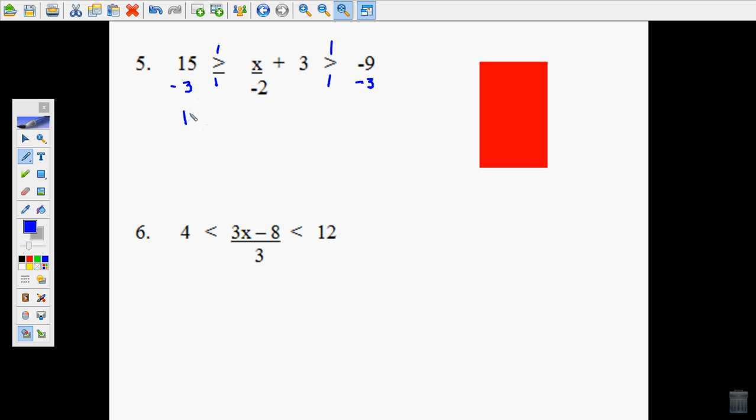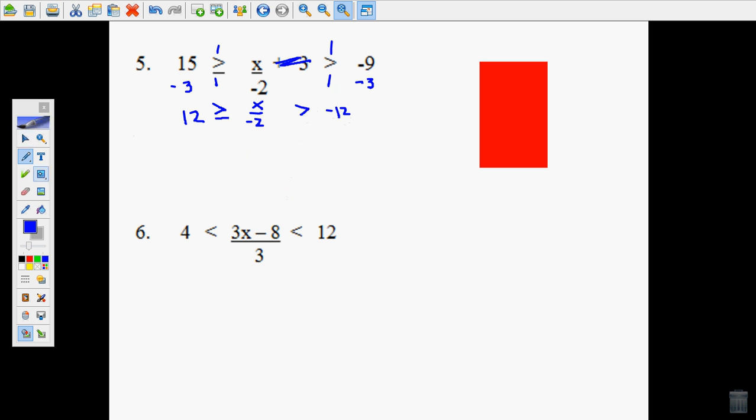15 minus 3 is 12. Okay, we didn't do anything with multiplying or dividing, so this just comes straight down. Okay, we got rid of this plus 3. So in the middle we just have x over negative 2. And then negative 9 minus 3 is negative 12. And again, that inequality sign stayed the same.